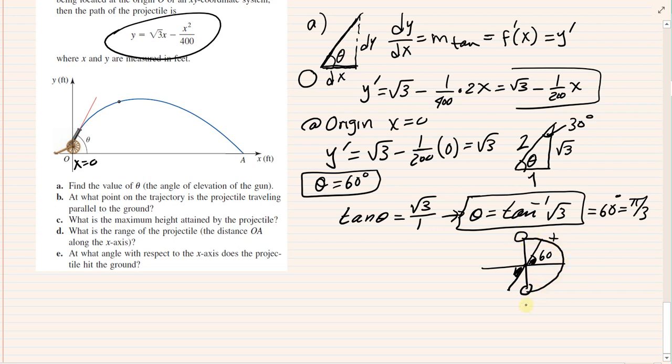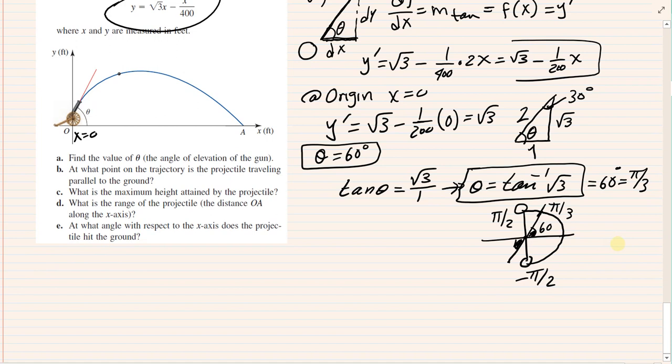The range of tan inverse is from negative pi over 2 to pi over 2. So the measure of the angle that we are looking for is going to be pi over 3, inside of that range of the inverse function. This is from your trigonometry. Again, it's not calculus. All right, so we answered that part. The answer to part A is 60 degrees or pi over 3.